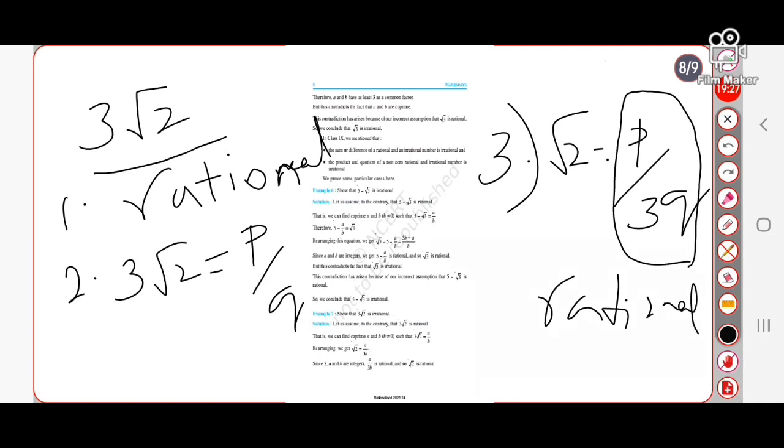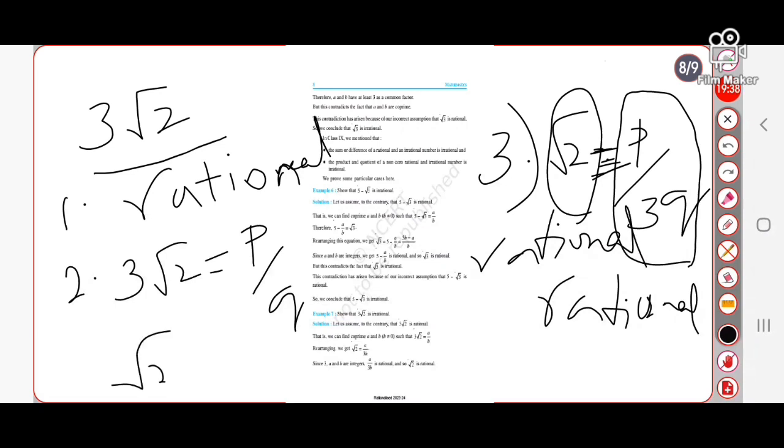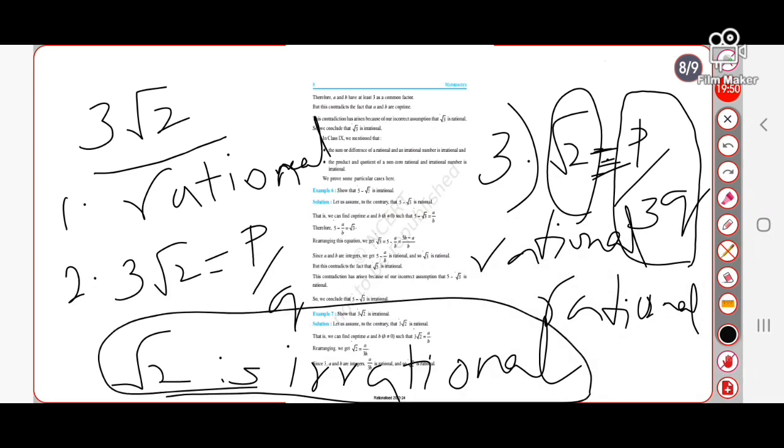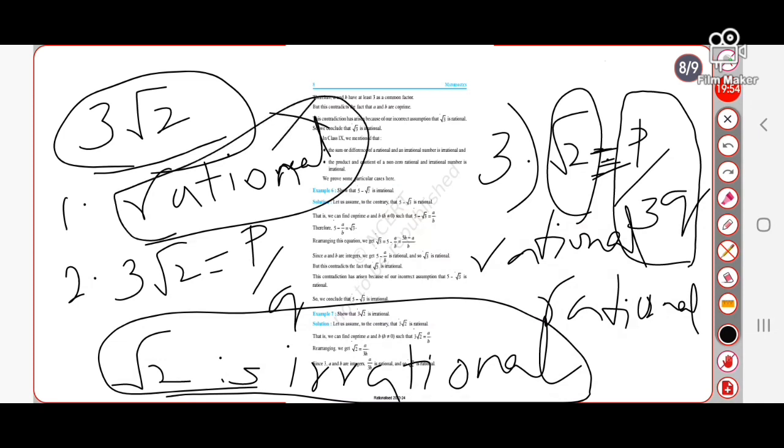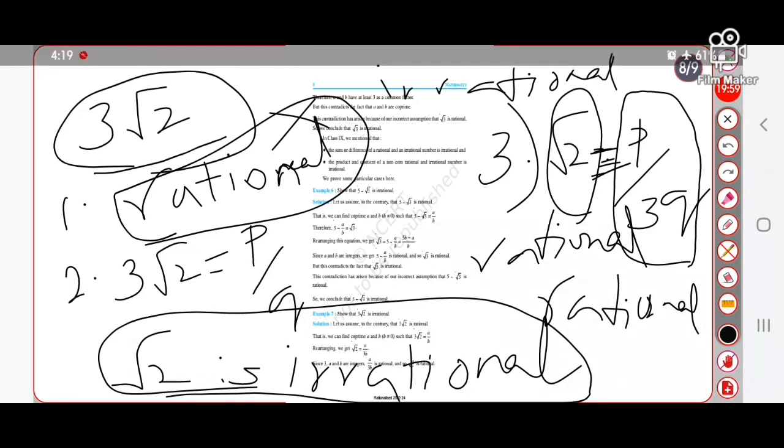Because of this equation, both being equal, we arrive that root 2 is rational, but we already know that root 2 is irrational. We already proved that root 2 is irrational. So by this we contradict, and 3 root 2 is not rational but an irrational number.